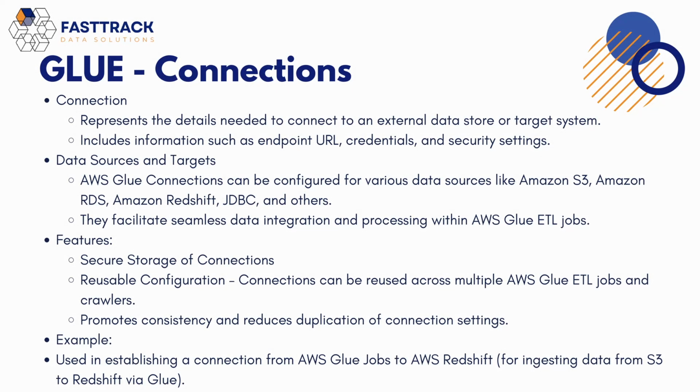In AWS Glue, a connection stores all the details needed to securely connect to a data source or target, such as endpoints, credentials, and security settings. These connections can be used with services like S3, RDS, Redshift, and other JDBC sources, allowing Glue jobs to move and process data seamlessly. The key advantage is reusability. Once a connection is set up, it can be reused across multiple ETL jobs and crawlers, ensuring consistency and reducing duplicated setup. For example, a Glue job can use a connection to load data from S3 into Amazon Redshift.